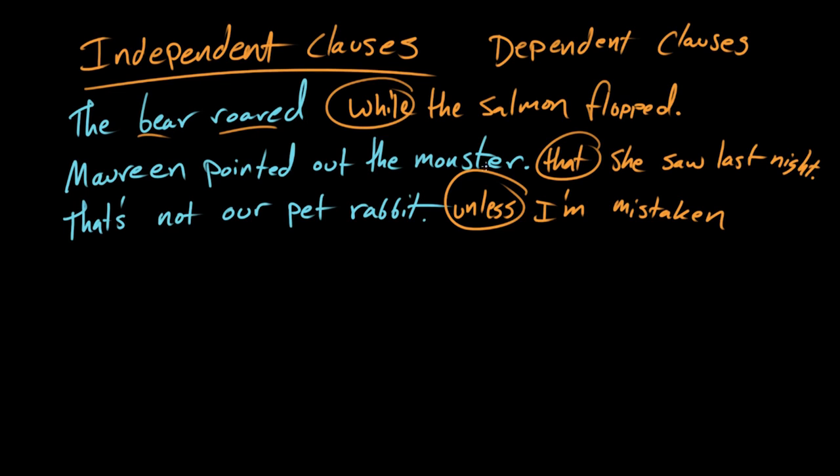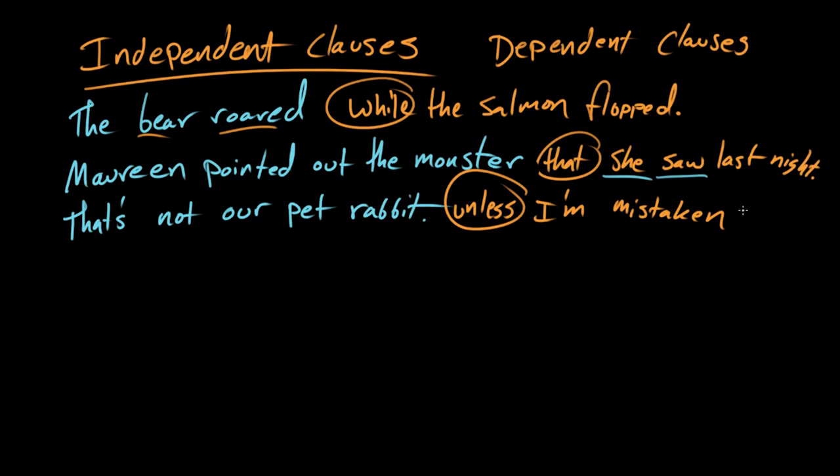Likewise, "Maureen pointed out the monster" works fine on its own. "That she saw last night": sure, there's a subject and there's a verb, "she" and "saw." She saw something, she saw that. But this relative pronoun needs to refer back to something, and that makes it dependent on "the monster."